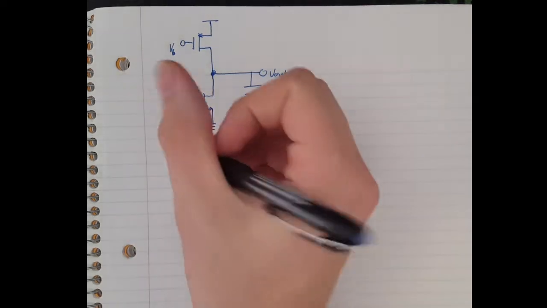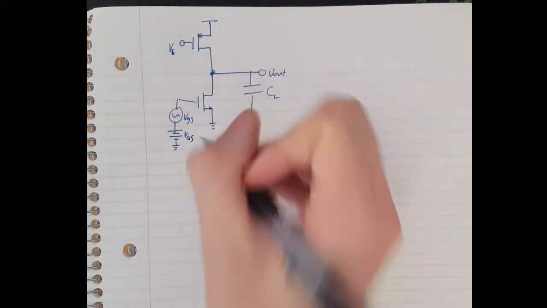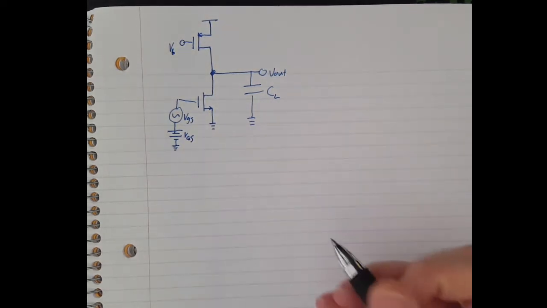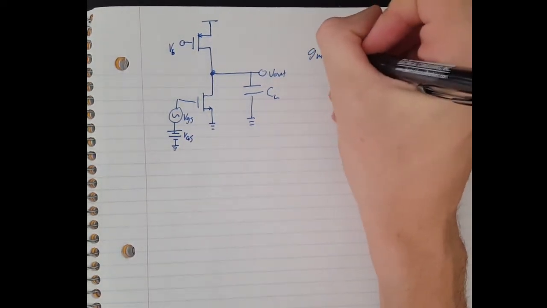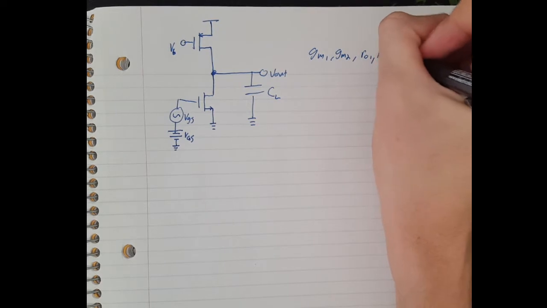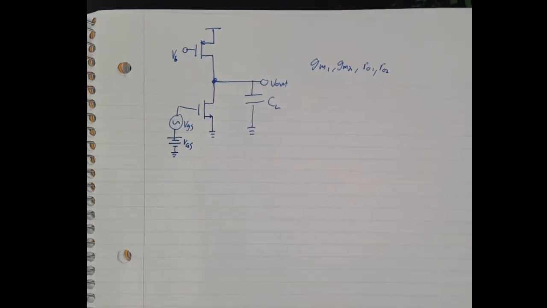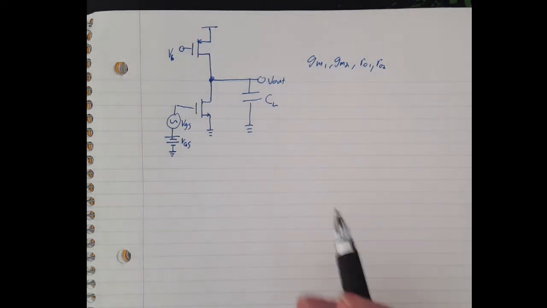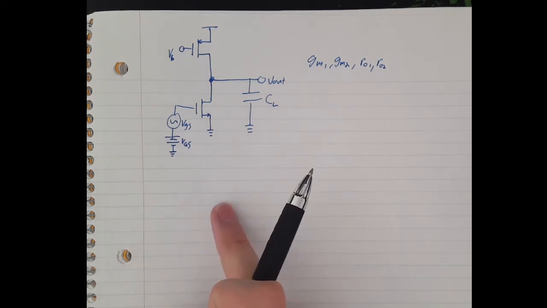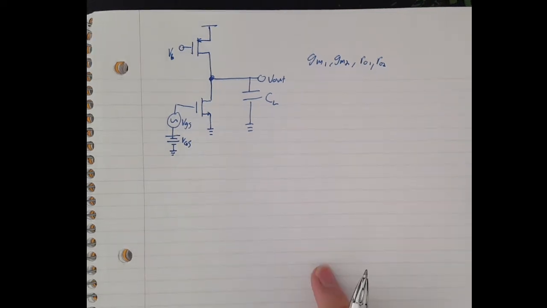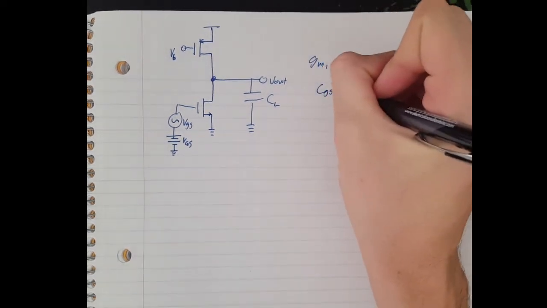So we're not going to do the biasing analysis because you guys should know how to do that by now. We're just going to do the small signal and then the high frequency analysis. So we're assuming that we know GM1, GM2, R01, and R02 from doing our DC analysis or biasing analysis. We'll get that. And we're going to look at these transistors and determine the gain and their poles contributed from CGS and CGD.